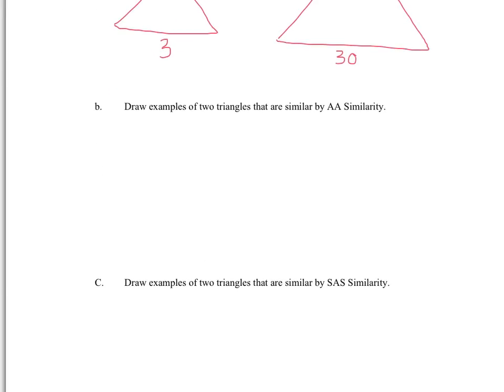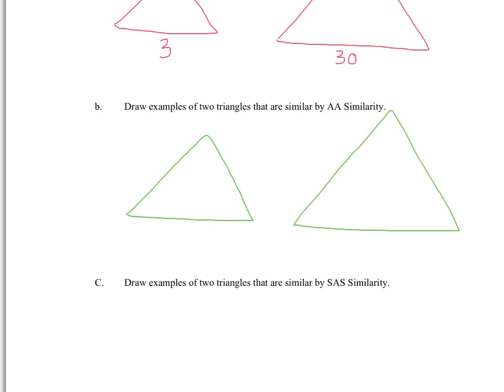Next, I'm going to draw examples of two triangles that are similar by AA similarity. So again, I'm going to have my two triangles, and this one just needs to have matching angles. Corresponding angles have to be congruent. So let's say, I'm just going to make it up. This angle's 60 degrees. This angle's 50 degrees. So for my other triangle, if that's its corresponding angle, it's got to be 60 degrees, and its other corresponding angle has to be 50 degrees. And then we can say that these two triangles are similar by AA similarity.